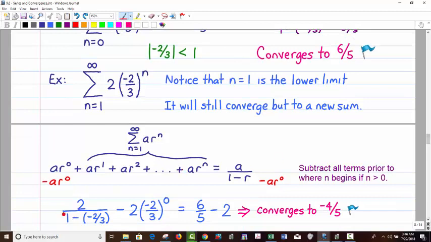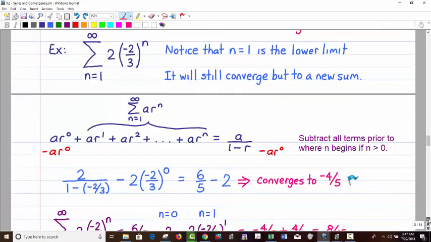Now, I rewrote this same part right here, but actually I didn't need to, but we'll just pretend like we were doing this from scratch. The reason I said I didn't need to is because we already got it up here at 6 over 5, but pretend like we didn't. So that would be starting at 0. It would be 6/5 minus, literally taking the 0 term, or putting 0 in there. So it's minus 2 times negative 2/3 to the 0. So it's 6 over 5 minus 2. So this time it'll converge to negative 4 over 5.